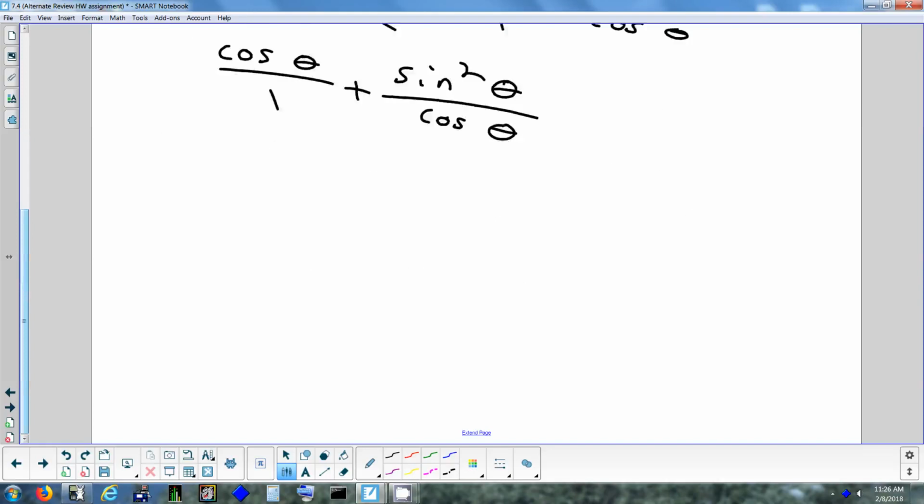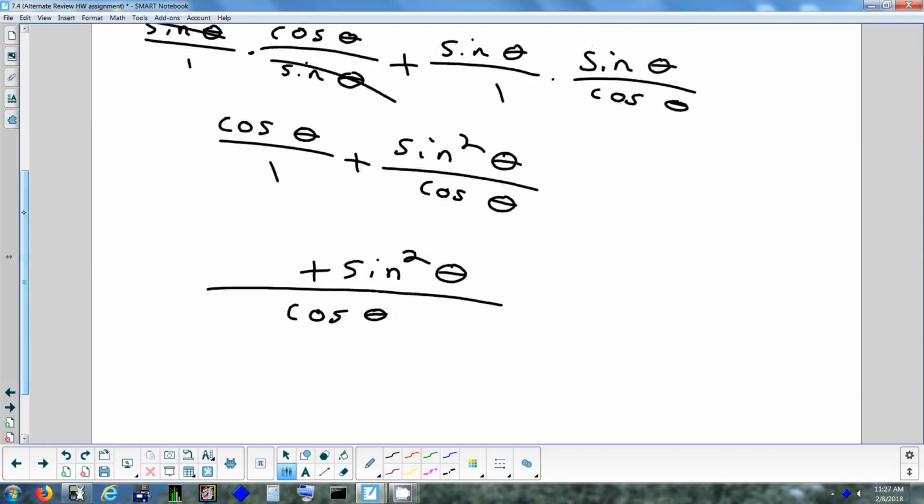Yeah, let's find a common denominator. Can you tell me what my common denominator would be, Abby? Cosine. The common denominator is always the product of the two denominators that you have. Since the fraction on the right already has the common denominator, you don't have to do anything to it. The fraction on the left doesn't. So what do I have to multiply top and bottom by to make the fraction on the left have the common denominator? Yep. Cosine. So cosine and cosine.